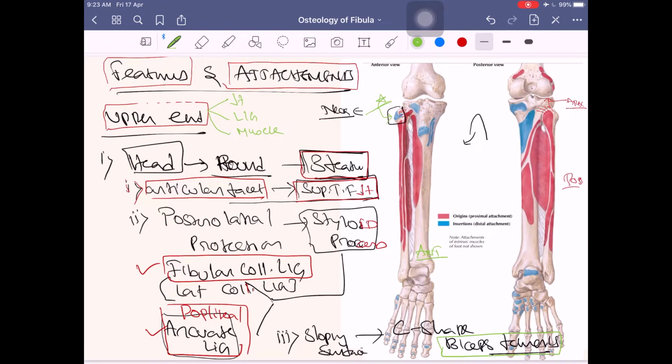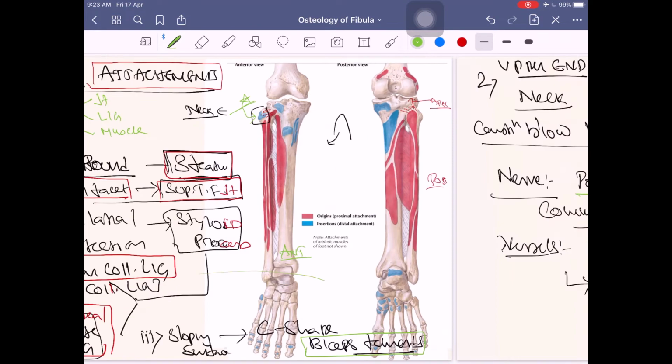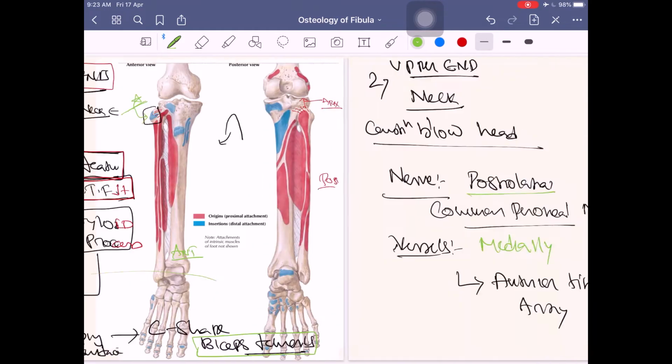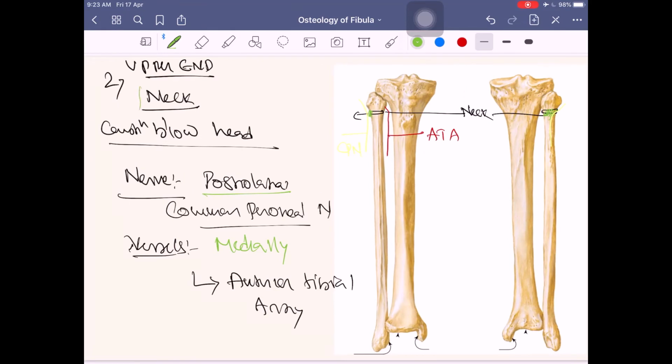This is about your upper end. Now let's go to the neck. So the upper end has got the head and it has got the neck. This is the second part of your upper end, the neck. Now the neck is a constriction, like anywhere else, below the head, which I have shown here in the green color in both the diagrams. You can see there is a constriction on both sides. That constriction is what we call the neck. Now here it is not giving attachment to any muscle or ligament, but it is related to your neurovascular structures.